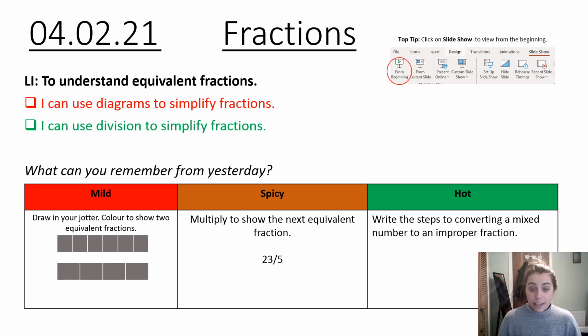For your spicy, multiply to show the next equivalent fraction. So at the moment it's 2/3 and 5. I want you to multiply to show what's next. And for your hot challenge, write the steps to converting a mixed number to an improper fraction.